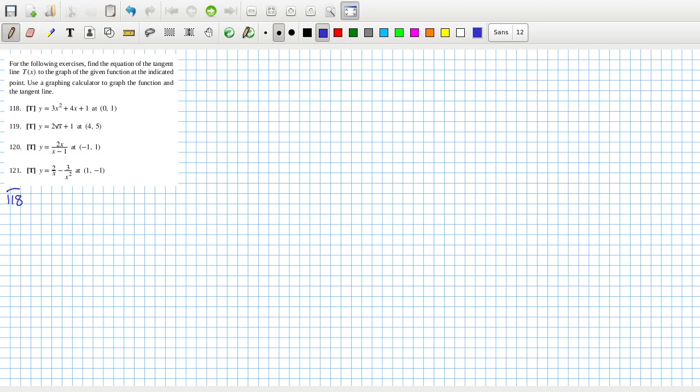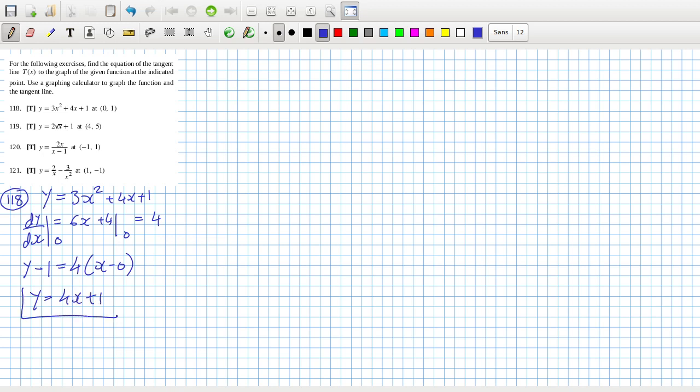118. y equals 3x squared plus 4x plus 1. So we'll get the slope by getting the derivative: 6x plus 4, but it needs to be at the point 0, 1. So that's going to be 4. So then it's y minus y1 equals m times x minus x1. So it's y equals 4x plus 1. We'll graph it in a moment.